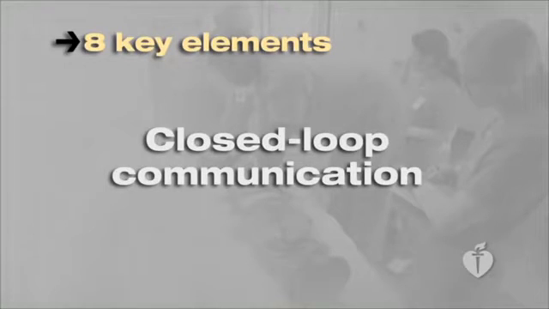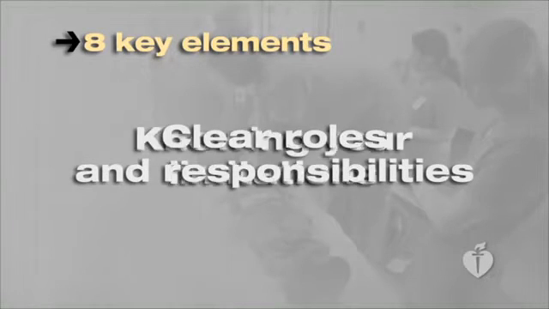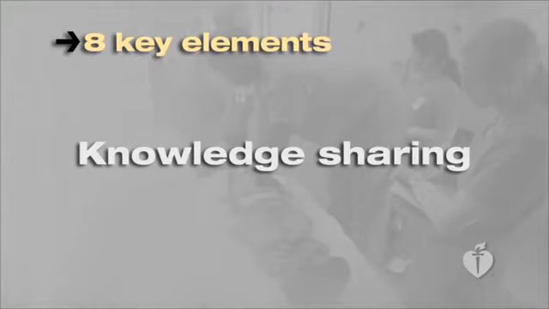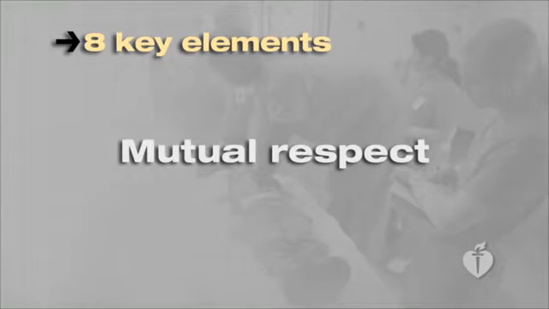The 8 key elements are closed-loop communication, clear messages, clear roles and responsibilities, knowing your limitations, knowledge sharing, constructive intervention, re-evaluation and summarizing, mutual respect. By adhering to these principles, you'll be giving your team a better chance to succeed with every resuscitation. Now we're going to show you the same code, this time applying the principles of effective team dynamics.